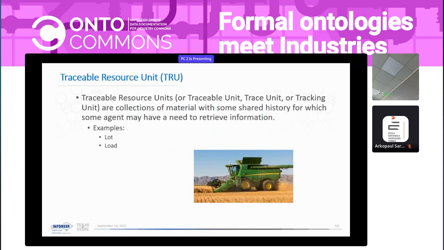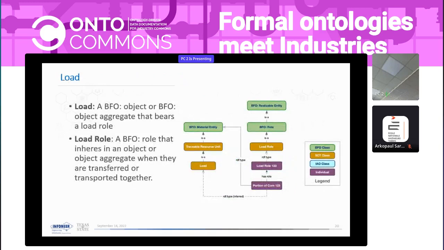TRU itself is a collection of material with some shared history for which some agent may have a need to retrieve information. So right now it's treated as a primitive term in the ontology because we don't have all of the terms we need, and the definition is kind of difficult to formalize. So it's very difficult to identify necessary and sufficient conditions, but for lot and load, it's easier to define them properly.